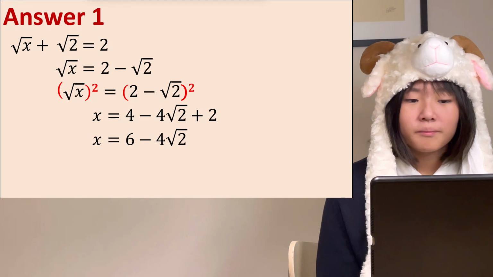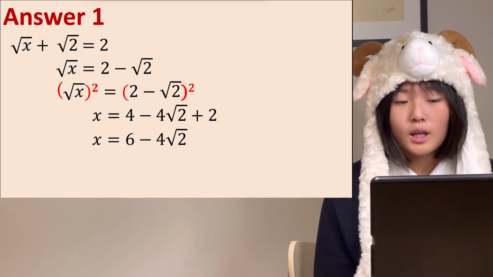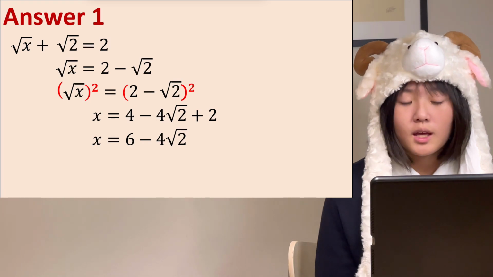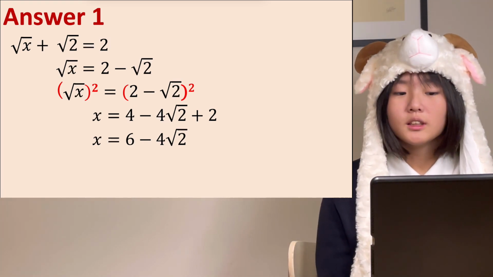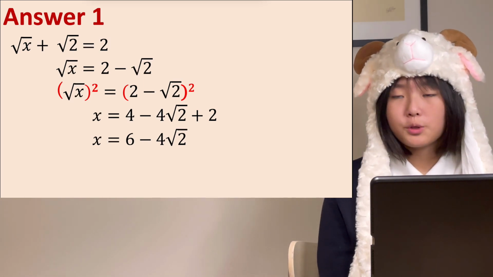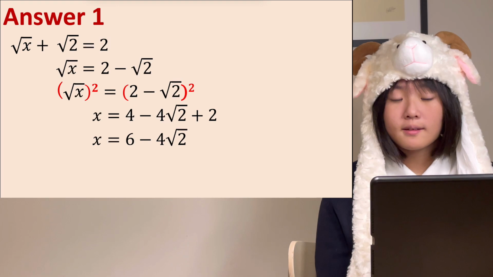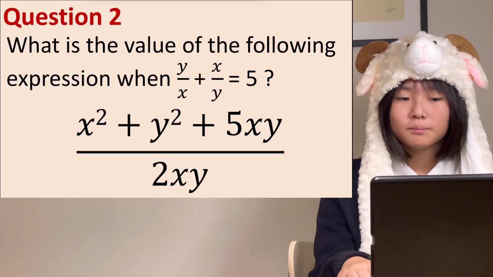The answer is: root x plus root 2 equals 2 becomes root x equals 2 minus root 2. And then square both sides. So it becomes x equals 4 minus 4 root 2 plus 2. So then x becomes 6 minus 4 root 2.